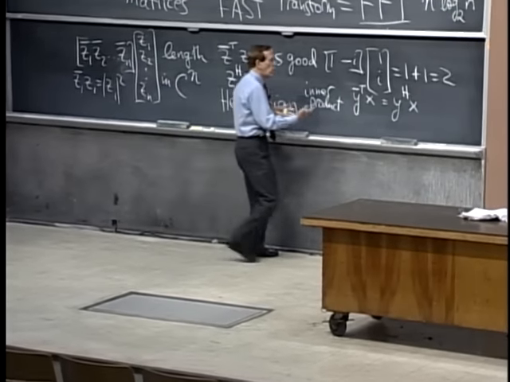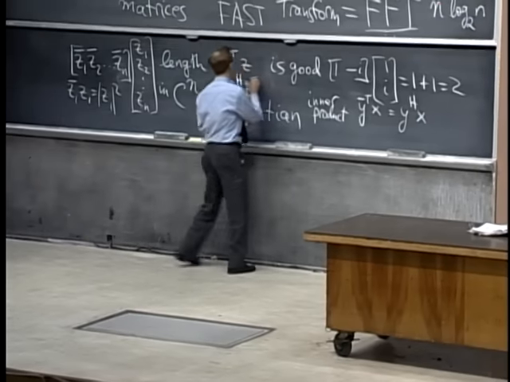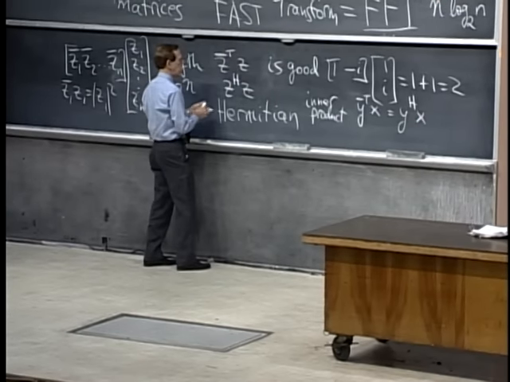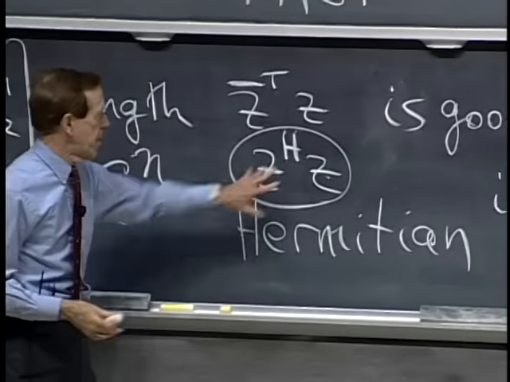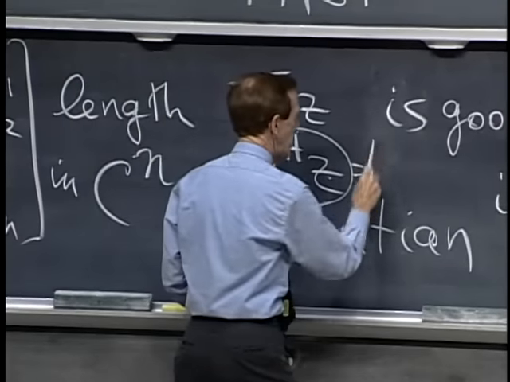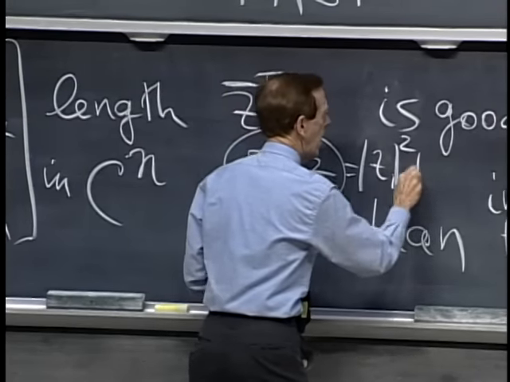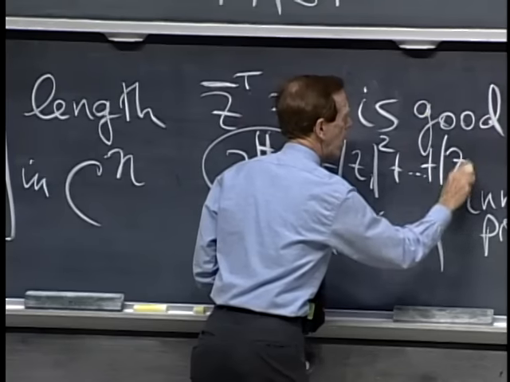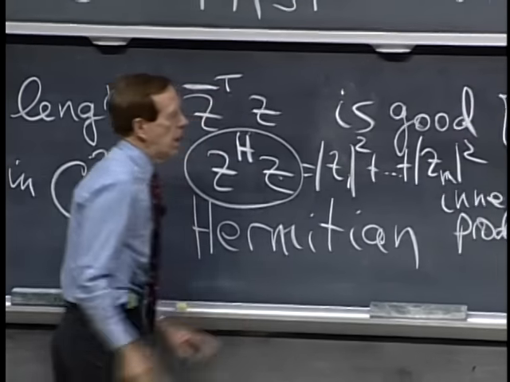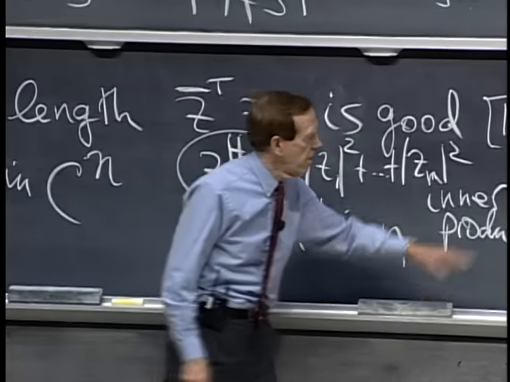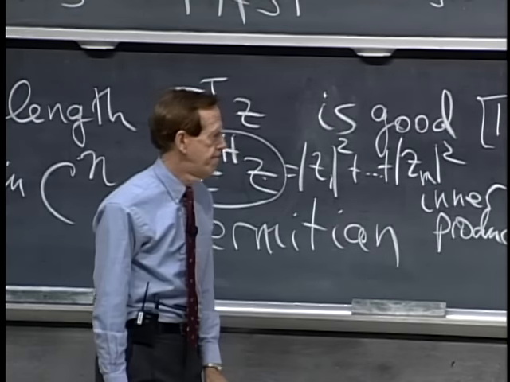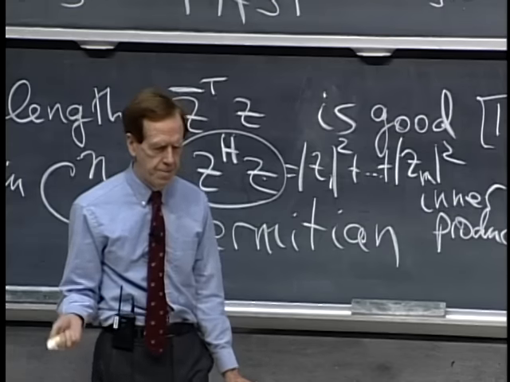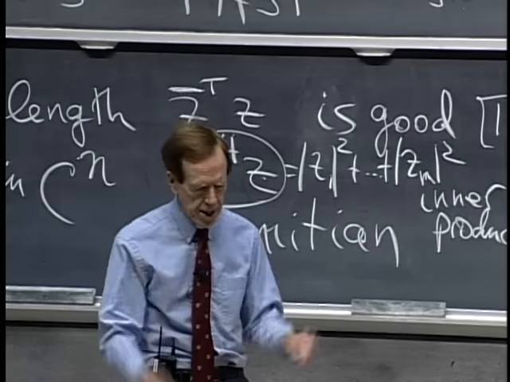So this is forced on us. This ZHZ equals |z1| squared plus up to |zn| squared. That's the length squared. And that's the inner product that we have to go with. So it could be a complex number now. One more change. Well, two more changes.